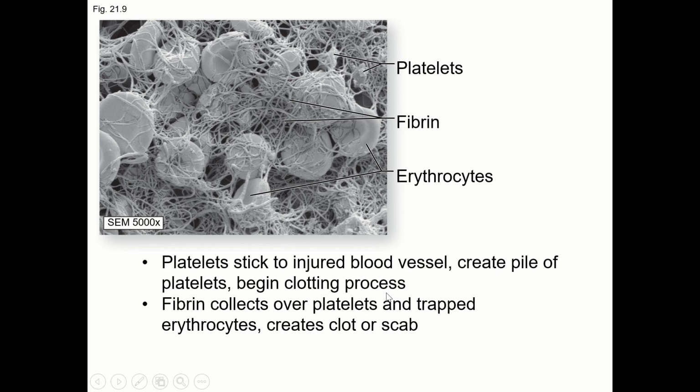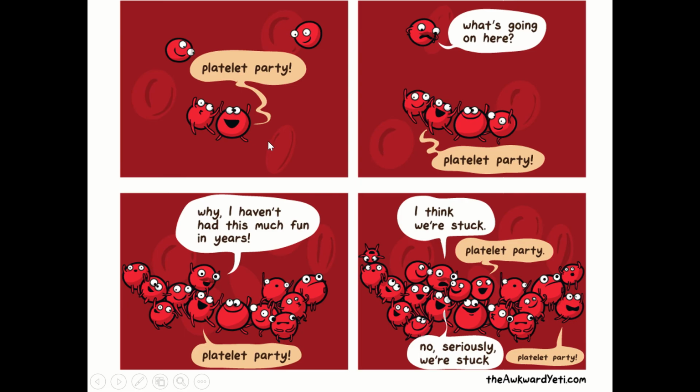Platelets stick to collagen. So when the wall of a blood vessel is damaged, the platelets automatically stick to that collagen and then they become activated. That begins the clotting process. When platelets become activated, they start releasing this protein called fibrin that creates long fibers and traps the platelets and red blood cells. And that creates a clot or a scab. So this is an electron micrograph at 5,000 times magnification. So you can see all those structures.